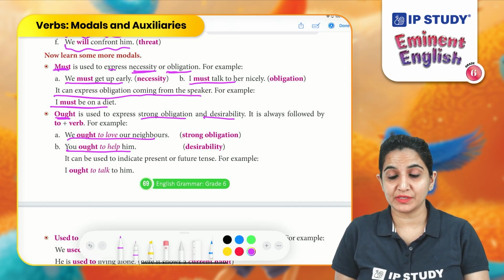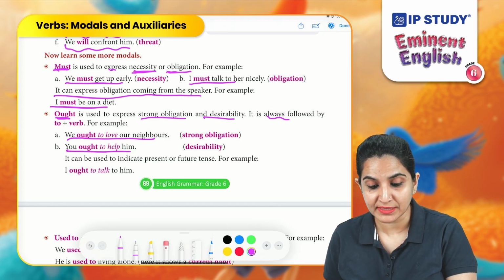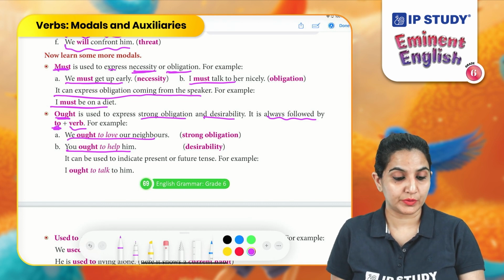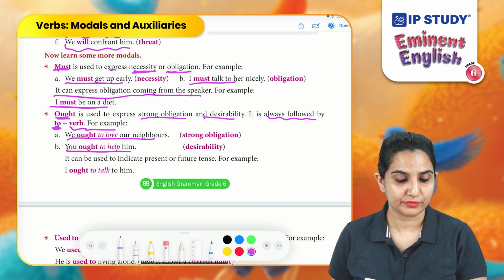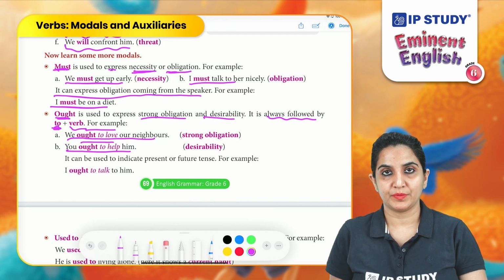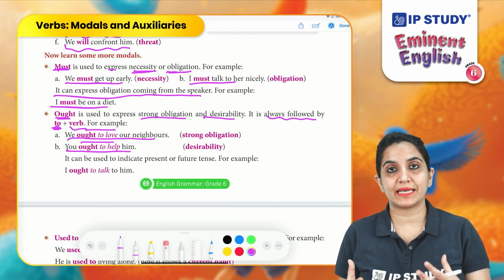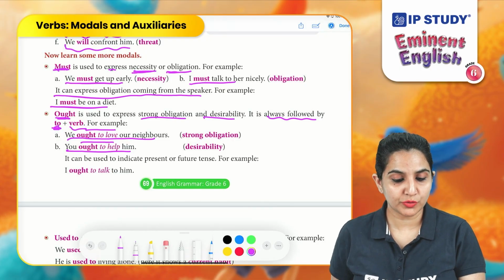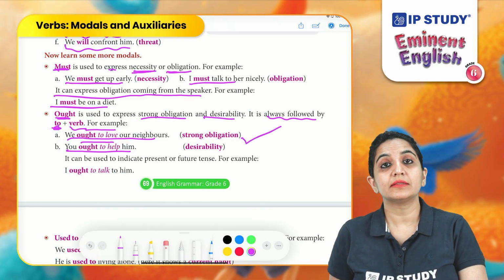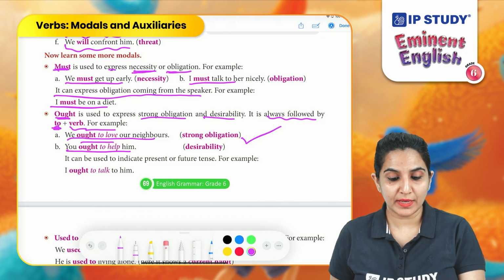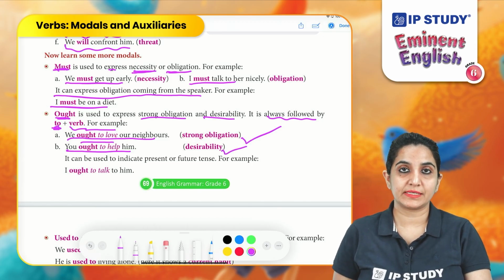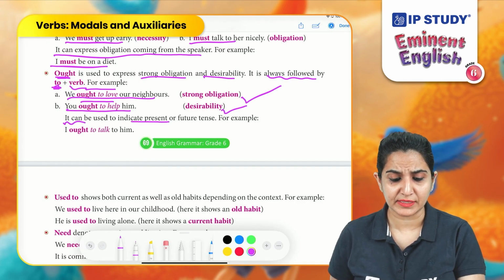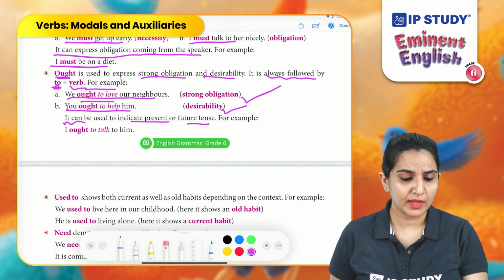Now, you must have observed that ought is always followed by to with a verb. For example, ought to love, ought to help. So we do not use ought just like that. We always use it with to and with a verb. We ought to love our neighbors. This is expressing the strong obligation. You ought to help him. This is strong desirability. It can be used to indicate present or future tense. For example, I ought to talk to him.